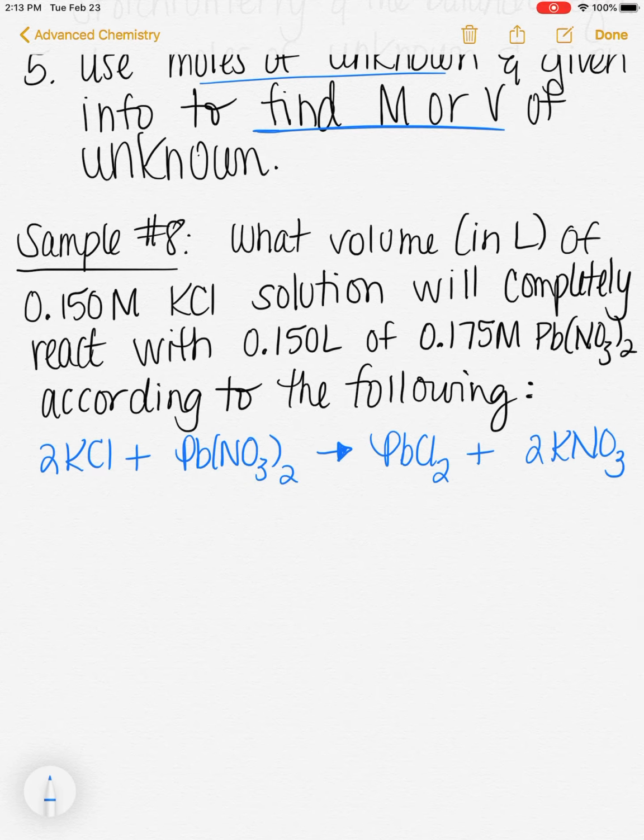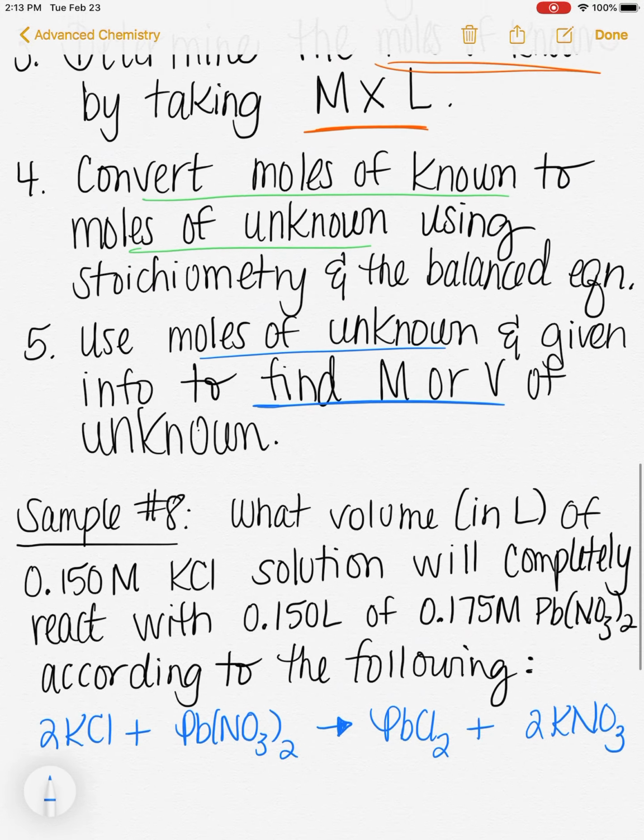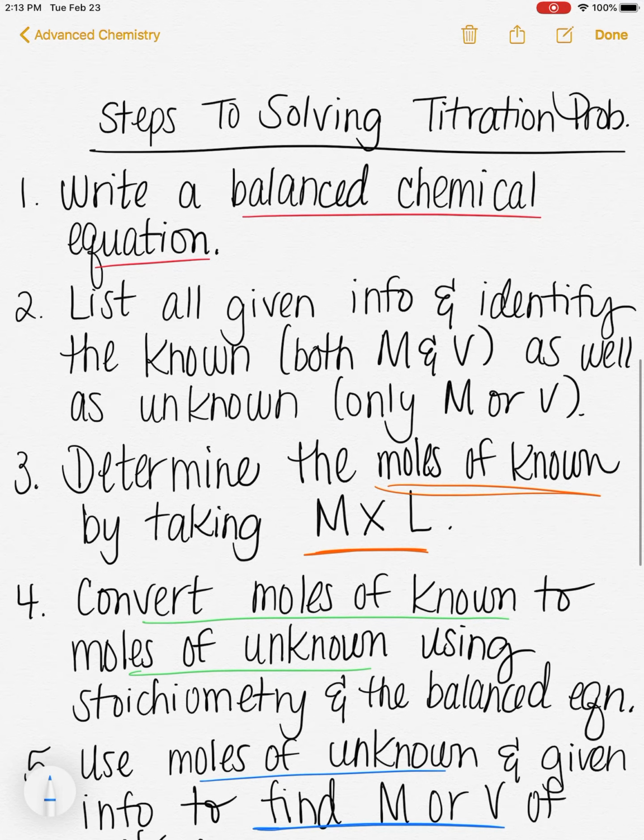Sample problem number 8 says, what volume in liters of 0.15 molar KCl solution will completely react with 0.15 liters of 0.175 molar PbNO3 solution according to the following? All right. So if I go up here to my steps, the first step said I should write a balanced equation. Well, they already gave us a balanced equation, so we're good to go on that.